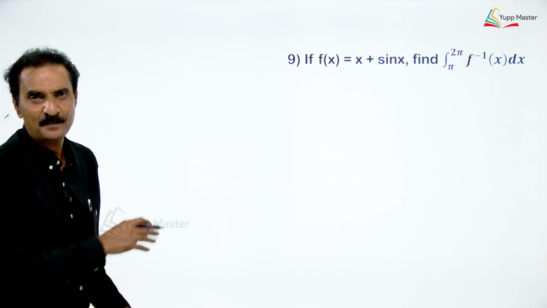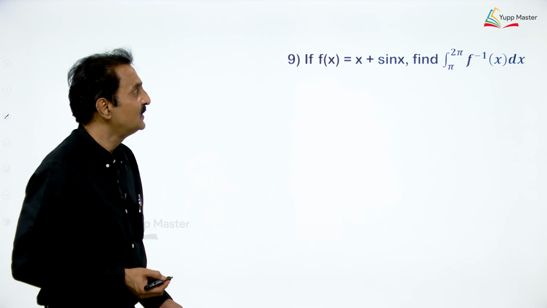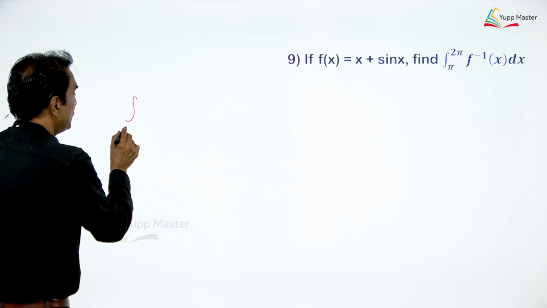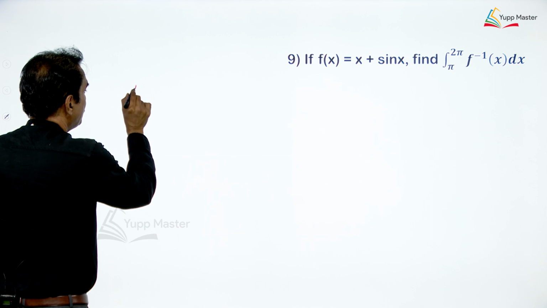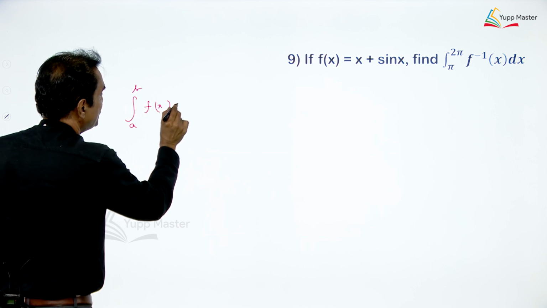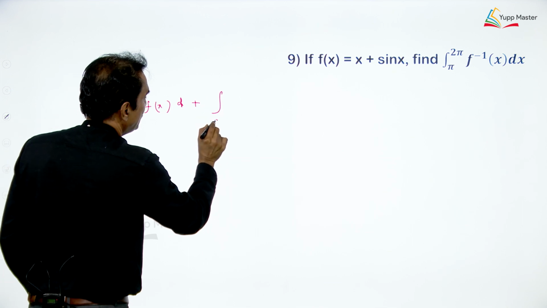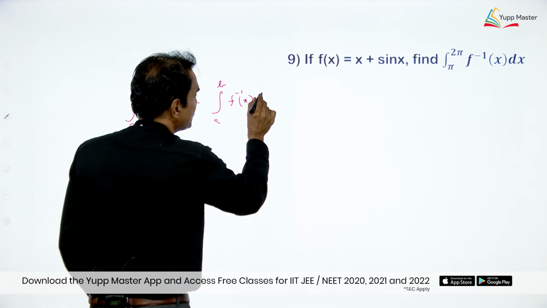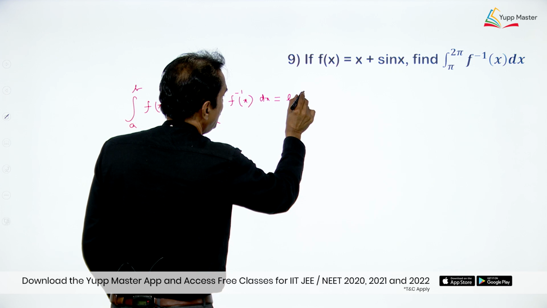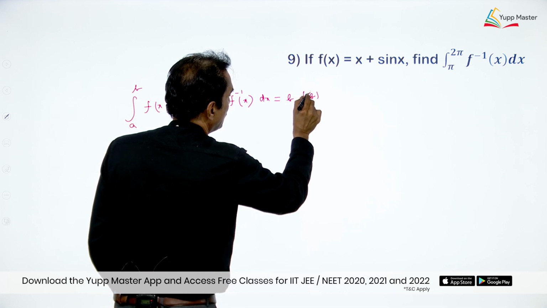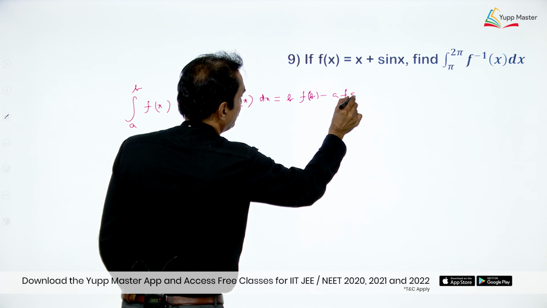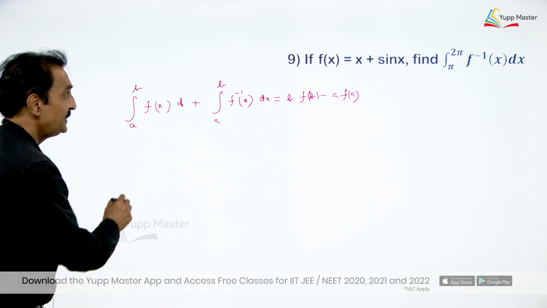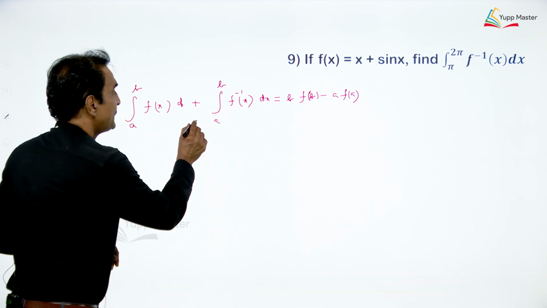Actually, this is based on the property we discussed, the formula we discussed just now. Integral a to b f of x dx plus integral a to b f inverse x dx is equal to b f of b minus a f of a. So, take f of x like this, integral, and sorry, this is f of a to f of b.